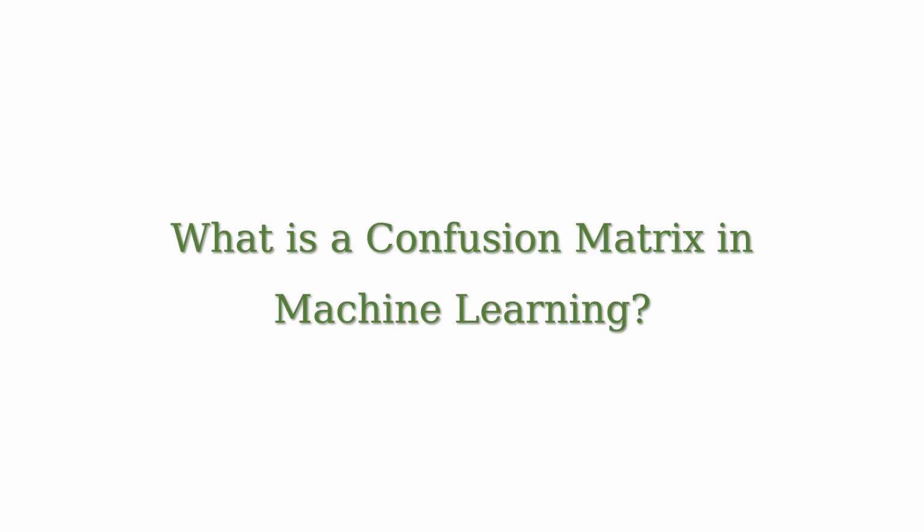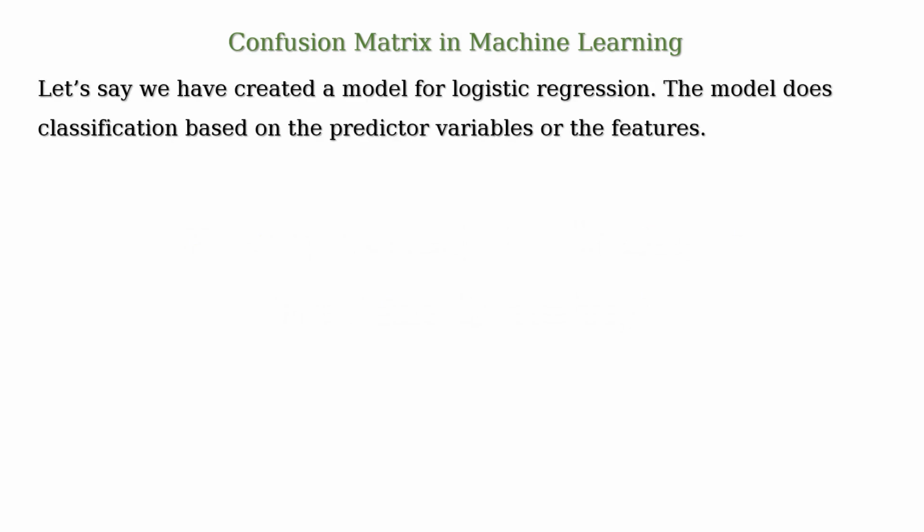What is a confusion matrix in machine learning? In this video, we will try to understand that. Let's say we have created a model for logistic regression. The model does classification based on the predicted variables or the features.